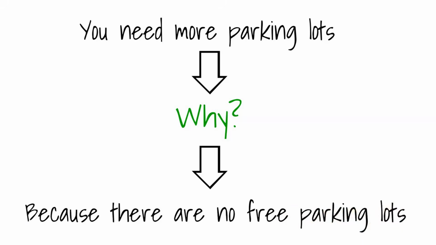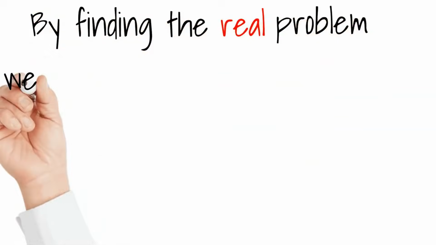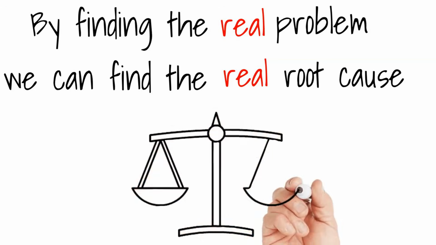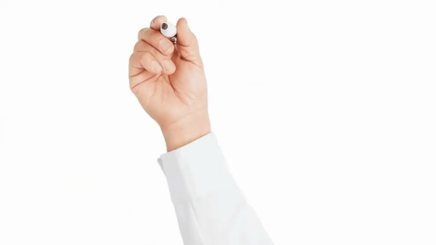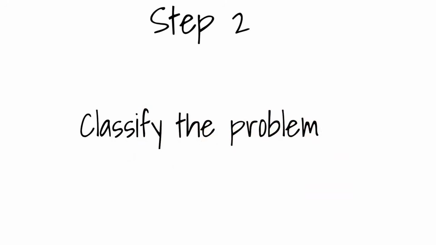Why should we increase parking lots instead of decreasing the amount of cars in the city? By finding the real problem, we can find the real root cause. Be as broad as possible and as narrow as necessary. Step 2. After understanding the real problem, we are able to classify the problem. Which kind of problem are we facing?